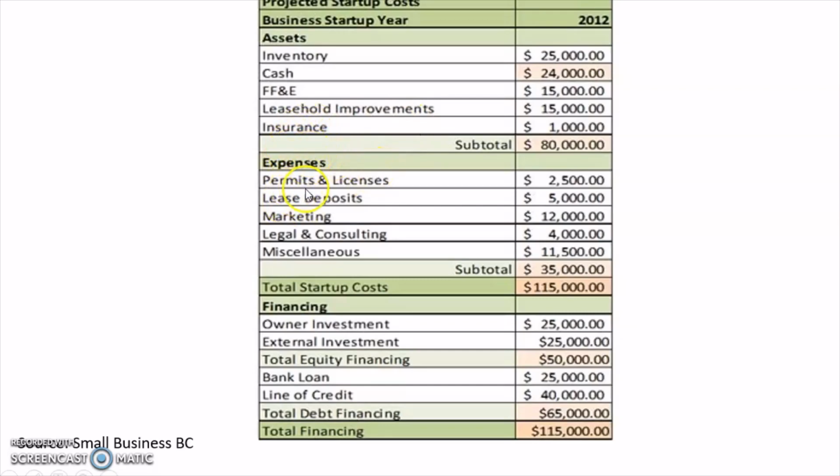Those things are assets. Your expenses are what you spend on permit and lease, your lease deposit, how much you have to pay in lease, and then your marketing cost, your legal and consulting and miscellaneous and every other thing. Those become your total startup cost. And financing is where you're going to source all the money. For you who are applying for the Tony Elumelu Foundation, you might have owner's investment or owner's equity and maybe a grant from the Tony Elumelu Foundation. That's what you need to include in your business plan.